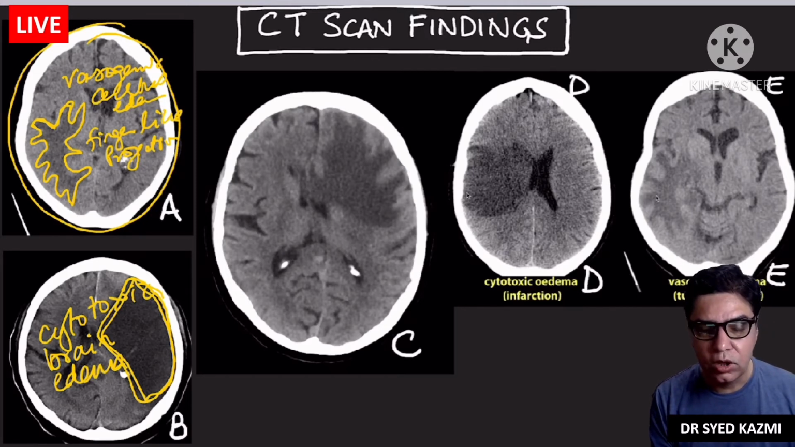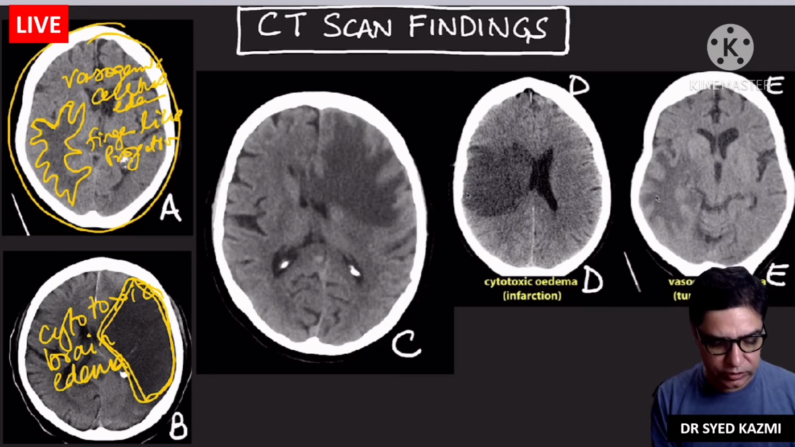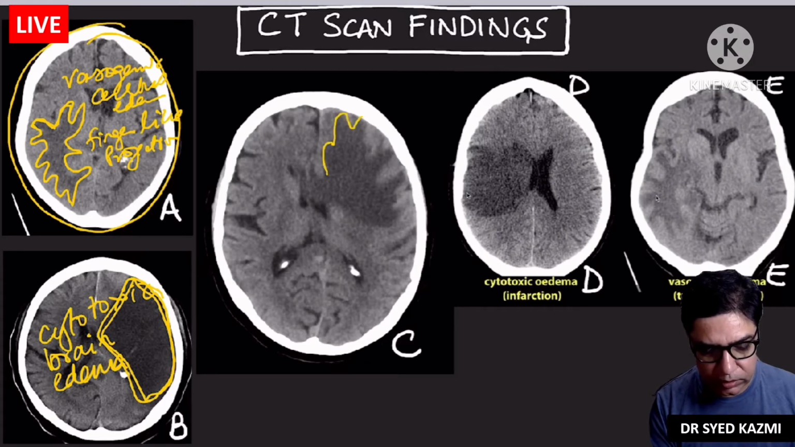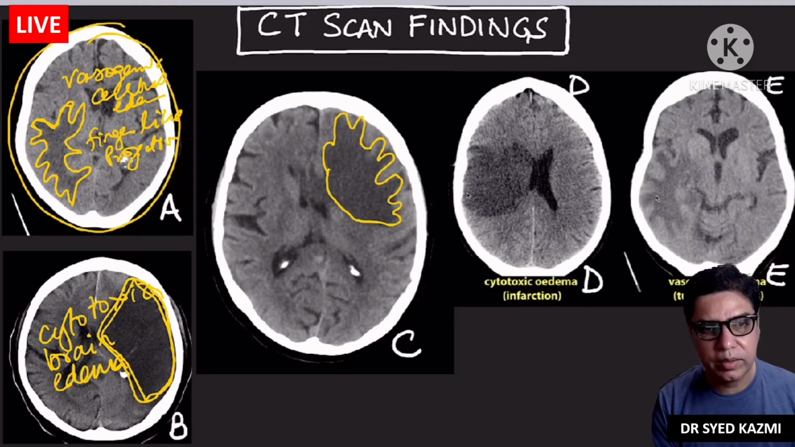And if you know what causes vasogenic cerebral edema and what causes cytotoxic brain edema, then obviously you can further narrow down your differentials. Now focus on figure C. Again, in figure C, you can see that in the frontal lobe there are finger-like projections, and they are primarily involving the white matter, though some of them have reached the periphery as well. So this is predominantly vasogenic edema.